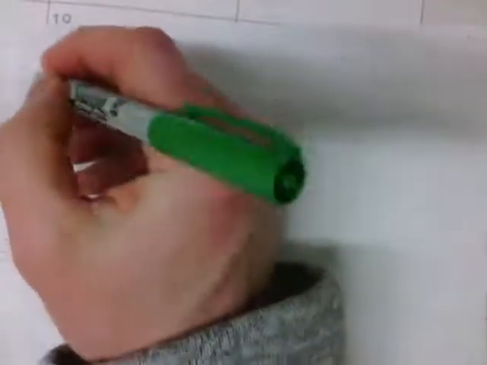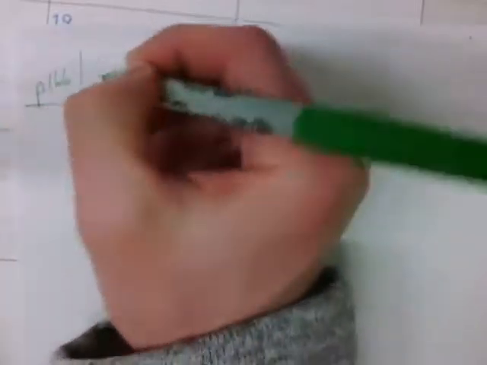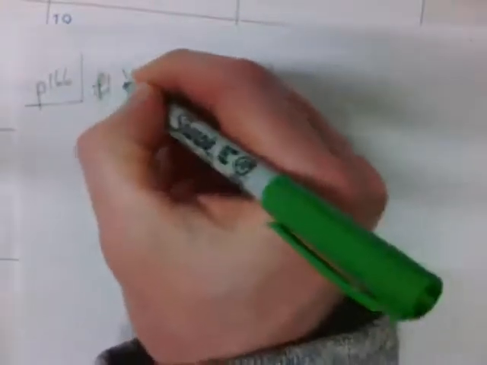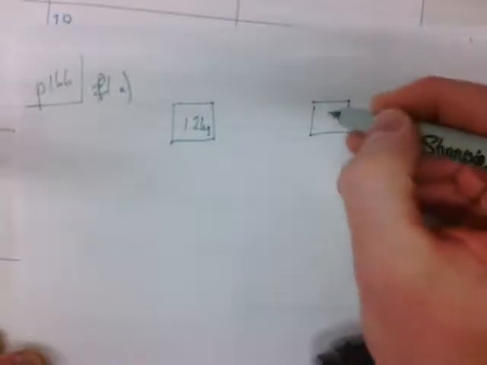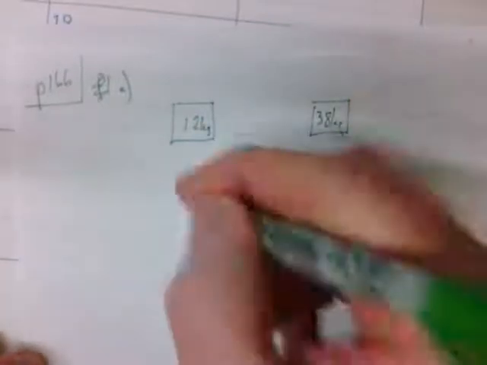Okay, so this is page 166, practice 1A. A 12 kilogram box sits on top of a 38 kilogram box. Draw a free body diagram for each box. So this is the 12 kilogram for each one. So we're doing this separate. I know this is sitting on top. This is the 38 kilogram.